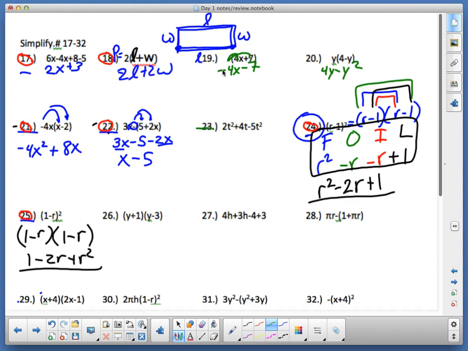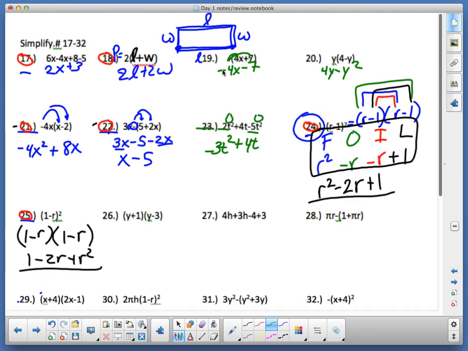And we're looking here in 23, and we're going to combine like terms, and like terms are the same base, same power. So I've got 2t and negative 5t, and those are both squared, if you notice those squares on top there. So I'm going to combine them. I get negative 3t squared plus 4t. And I should be done with that problem.